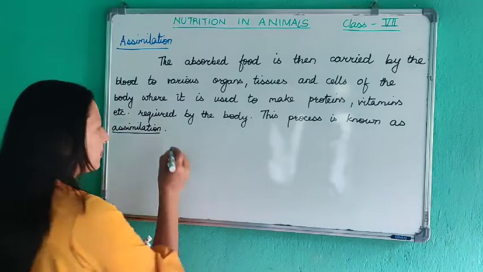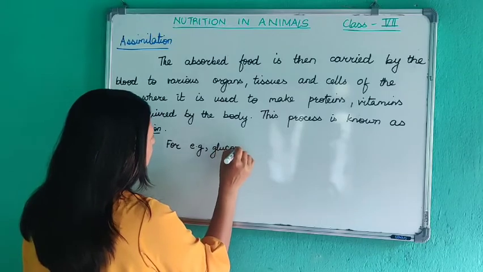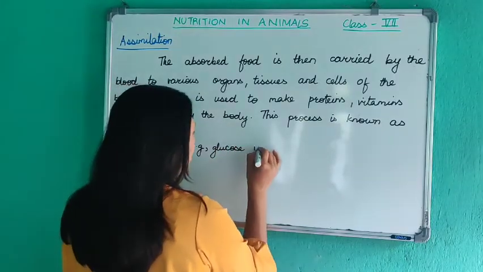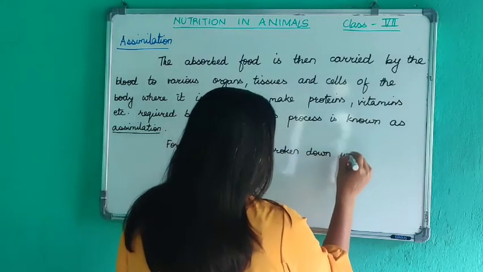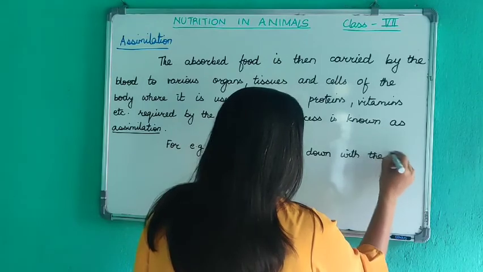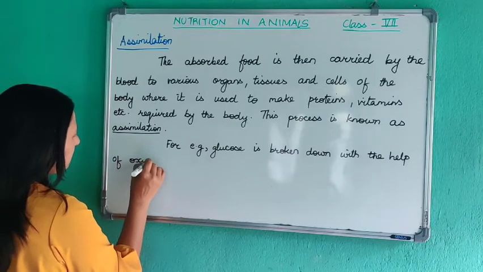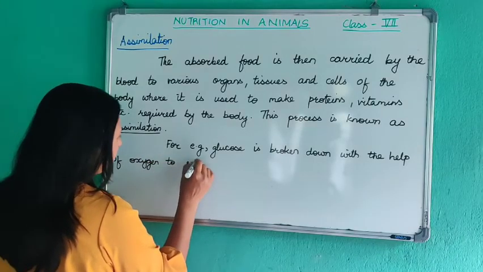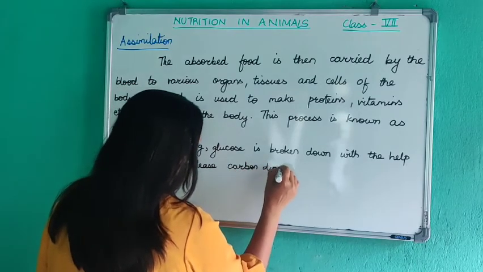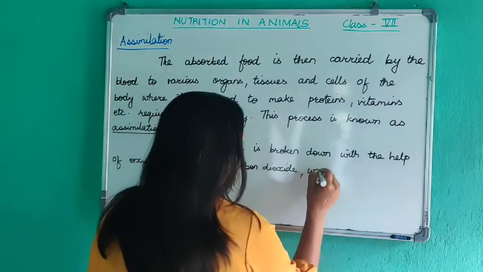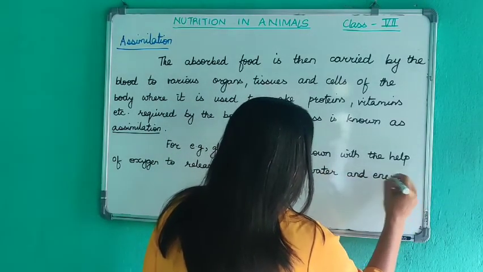For example, glucose is taken to the cells where it is broken down. Glucose is broken down with the help of oxygen to release carbon dioxide, water and energy. So this process is known as respiration.